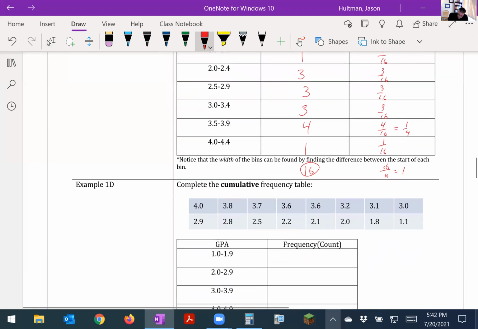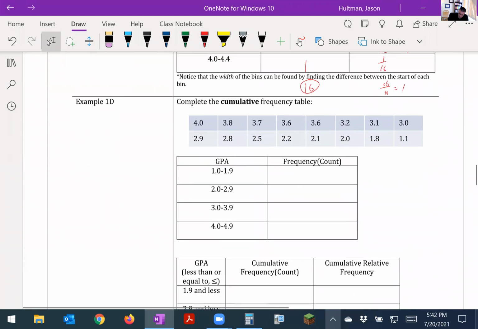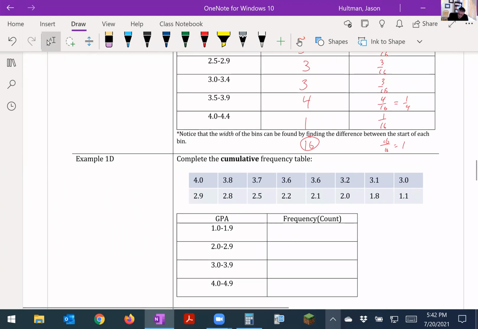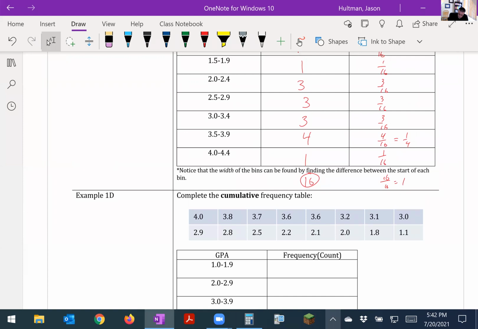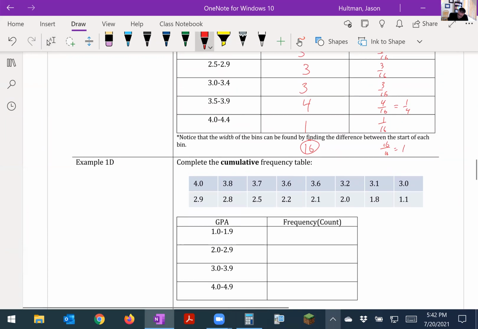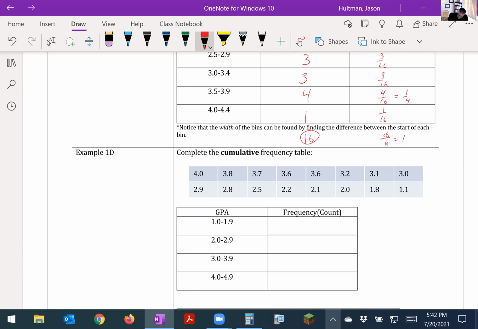Okay, let's complete the cumulative rate. Now, how do we do a cumulative? We have to add up all the ones that came before. So if I do 1.0 to 1.9, that's these two. So that's the frequency.